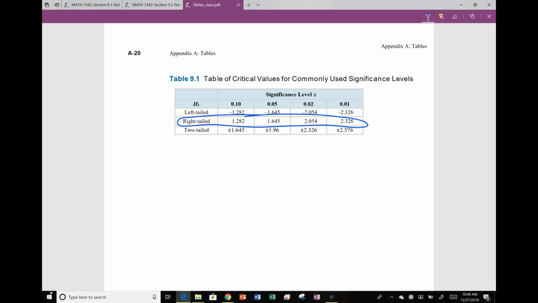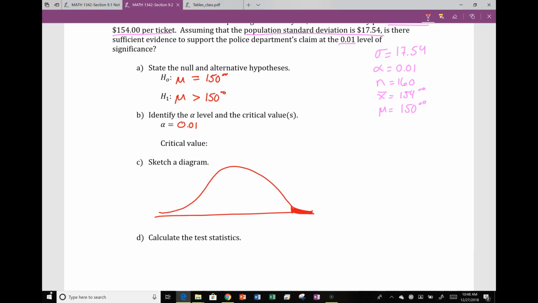And our level of significance was 0.01. So my critical value is going to be a positive 2.326. So I'm going to go back. Critical value is a positive 2.326. And I'm going to put that down here. I'm putting my critical value underneath here. Okay?